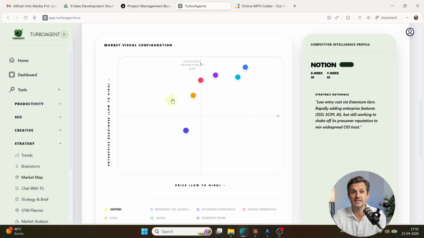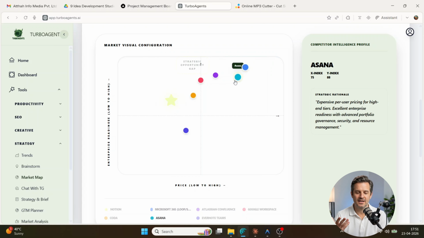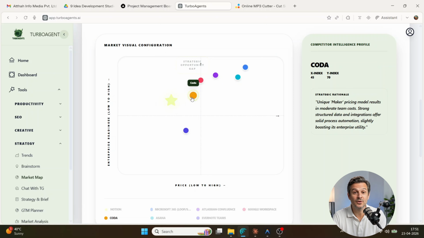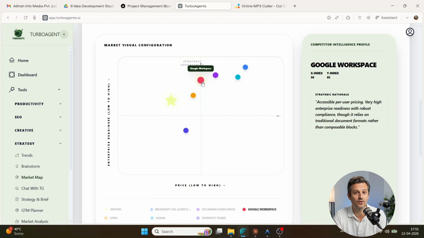Notion sits at a price index of 30 and an enterprise readiness score of 65, mid-market on price, credibly enterprise but not fully there yet. Around it, the competition. Microsoft 365 and Atlassian Confluence push up to the top right. High price, high enterprise readiness. Asana sits midfield. Coda and Evernote teams are scattered across the lower right quadrant. The legend below the chart shows every player color-coded, and hovering over any dot or any legend entry triggers the competitor intelligence profile panel on the right.